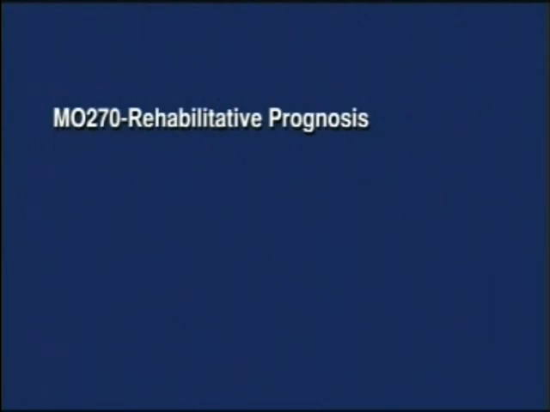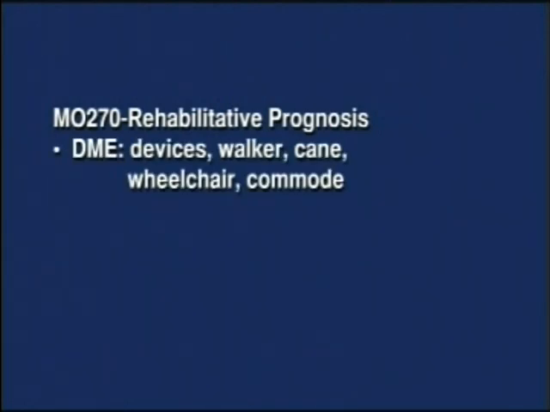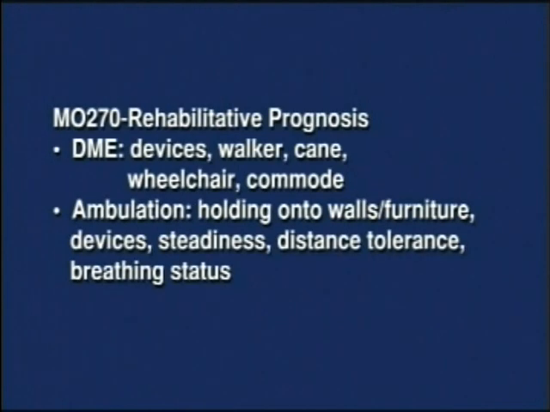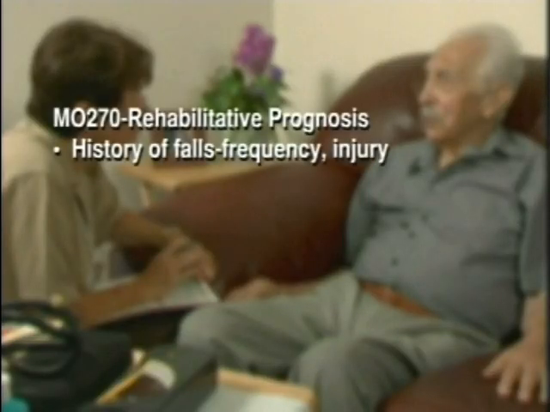Assess the use of durable medical equipment, DME devices, such as a walker, cane, wheelchair, and commode. And assess ambulation, holding on to walls, furniture, devices, steadiness, distance tolerance, and breathing status. Assess the patient's history of falls, their frequency, and any associated injury. Identify the patient's rehabilitation prognosis for their functional status for M0270.